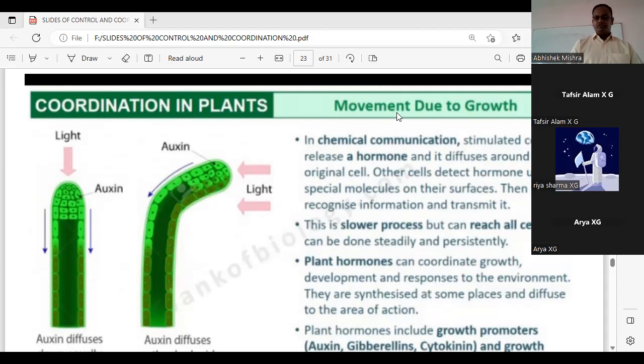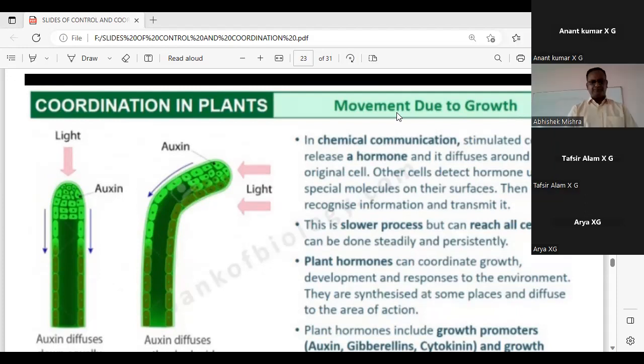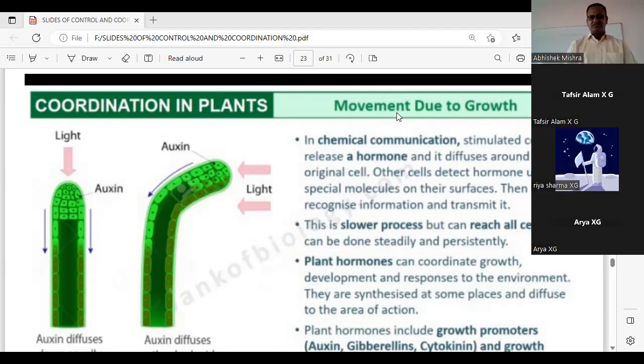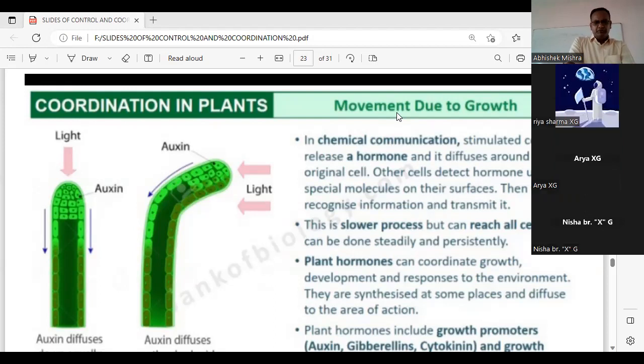Okay, then recapitulation of today's class. How many hormones we have studied which were growth promoters? In the chat box, you write now. Riya, Anushka, Anand, write in the chat box. This is a one-word answer. Yes, good, 3 hormones. Can you name the hormones which are growth promoters?